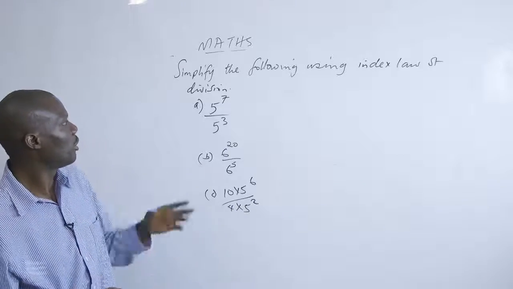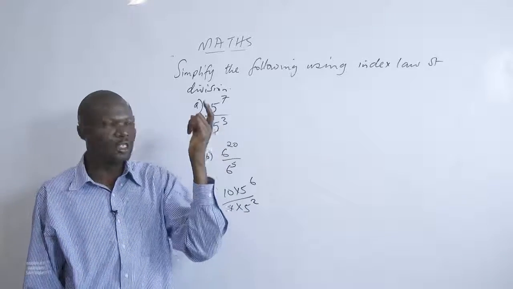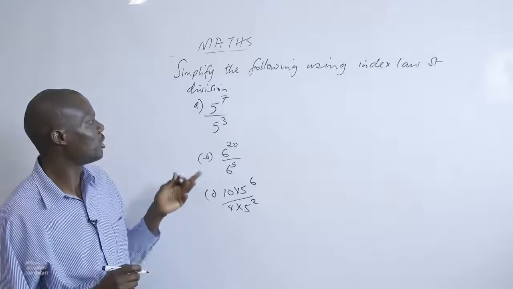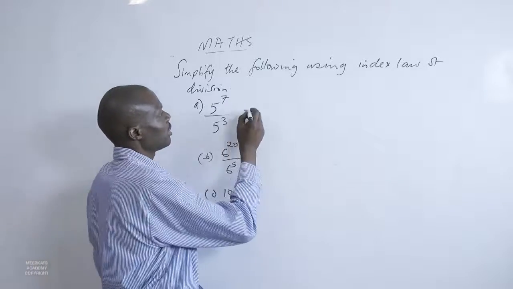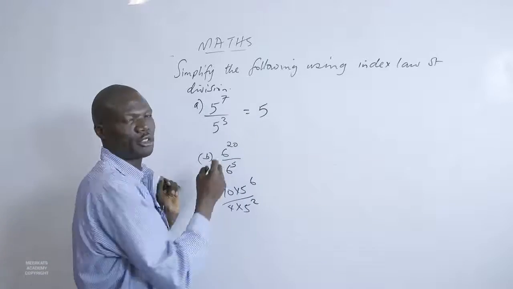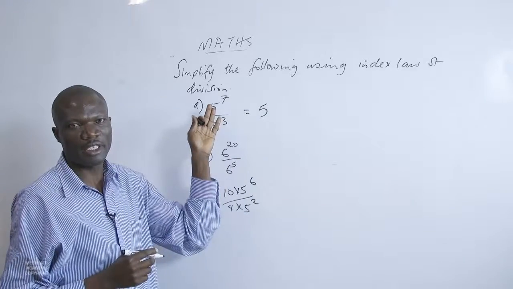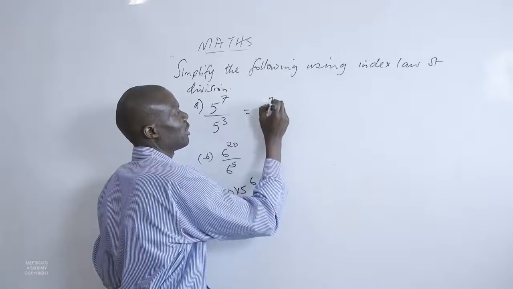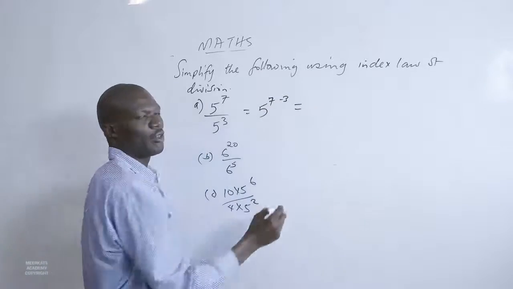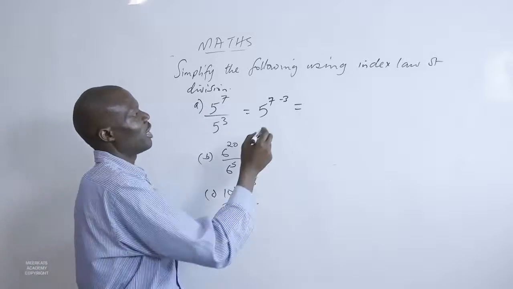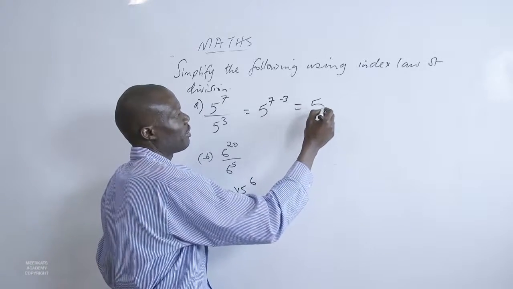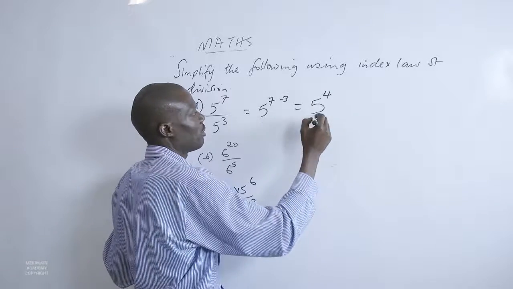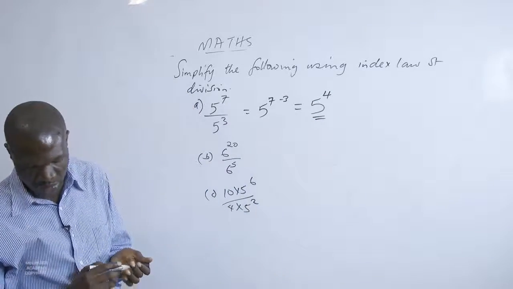Now, here we go. 5 raised to 7 divided by 5 raised to 3. This is the same as, the base is 5, as you can all see. The power is 7, another power is 3, which means we shall subtract the powers. This is 7 minus 3. It will give us the final solution as 5 raised to 7 minus 3, which is 4. That one will be like that.